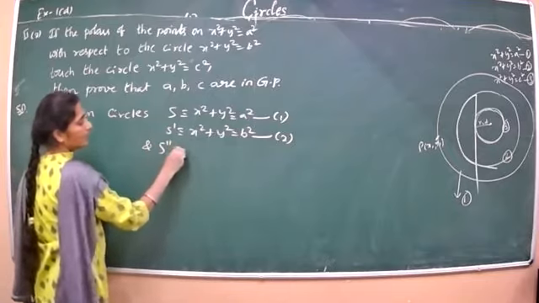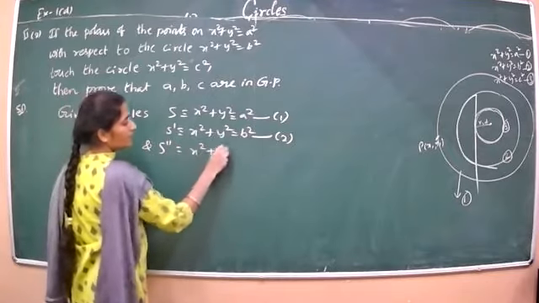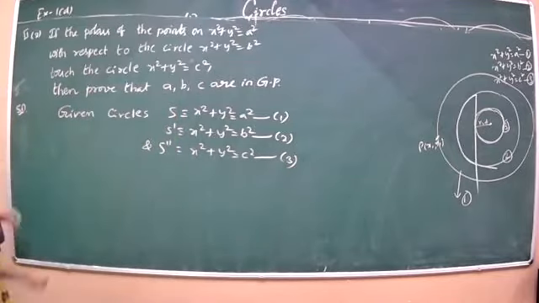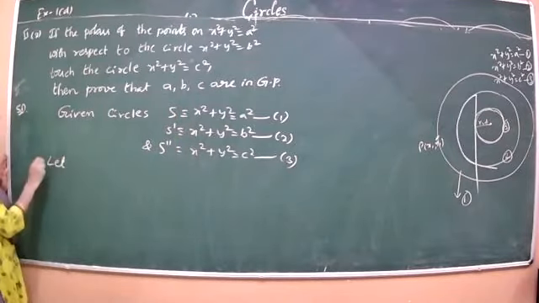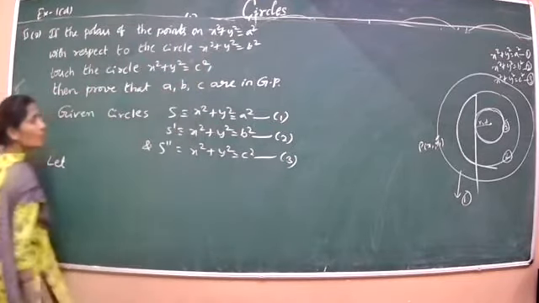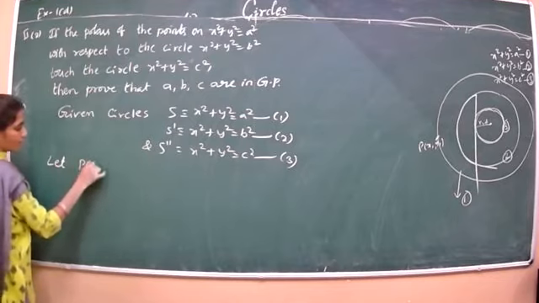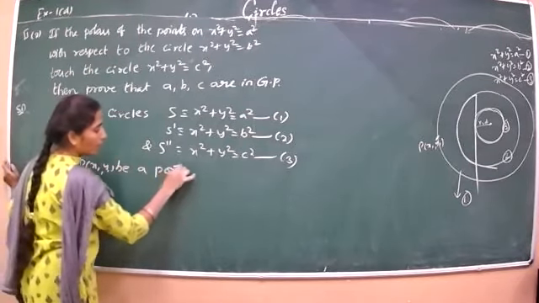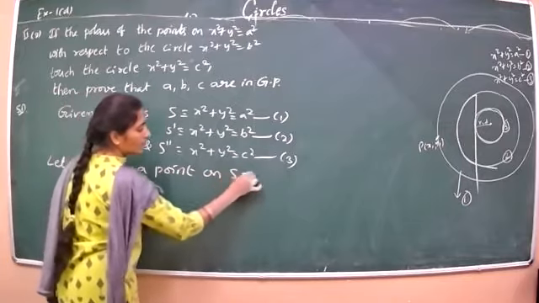And S dash next circle. X square plus y square is equal to c square, the third circle. And let us choose a point, where the polars of the points lie on the circle. So first of all, let P(x1, y1) be a point on S equal to 0.